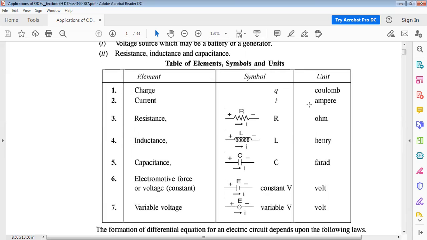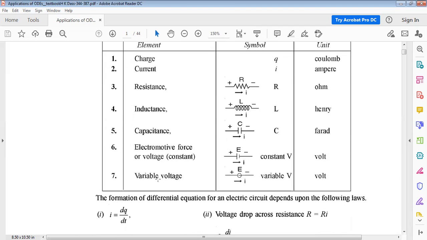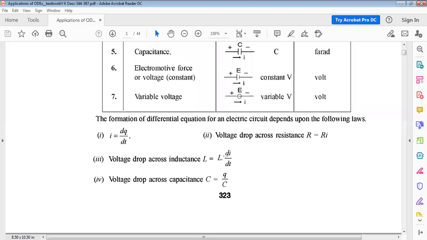This is the symbol and this is the unit. You must know about these: charge, current, resistance, inductance, capacitance, electromotive force or EMF, or voltage, same words, variable voltage. Okay, all this is the unit. And the formation of the differential equation for an electric circuit depends on the following laws.